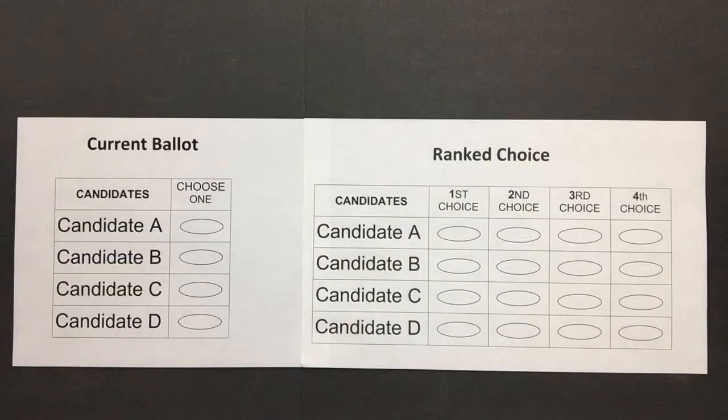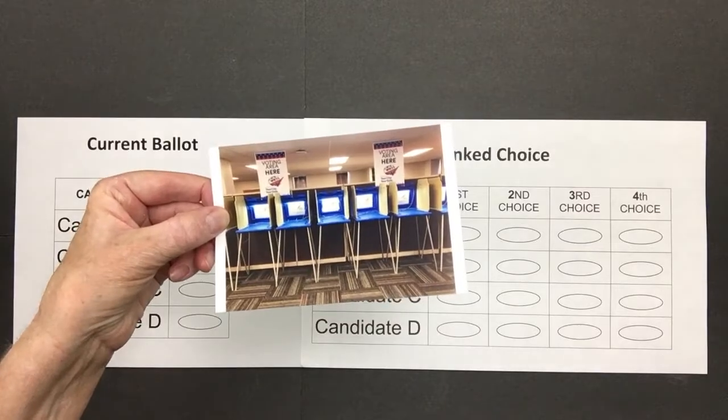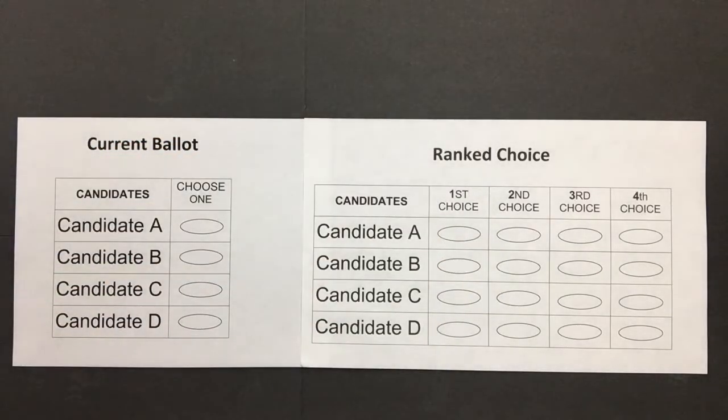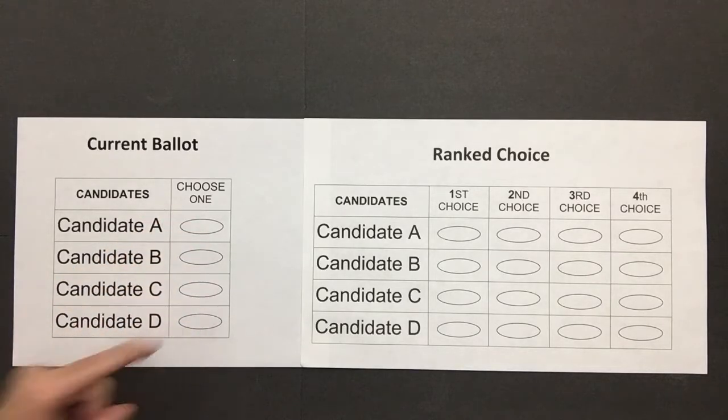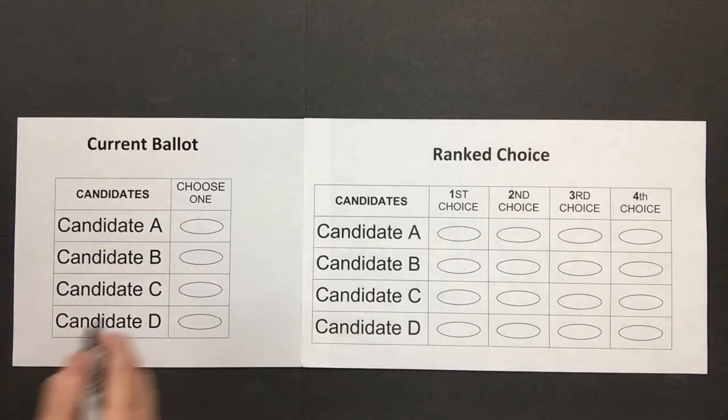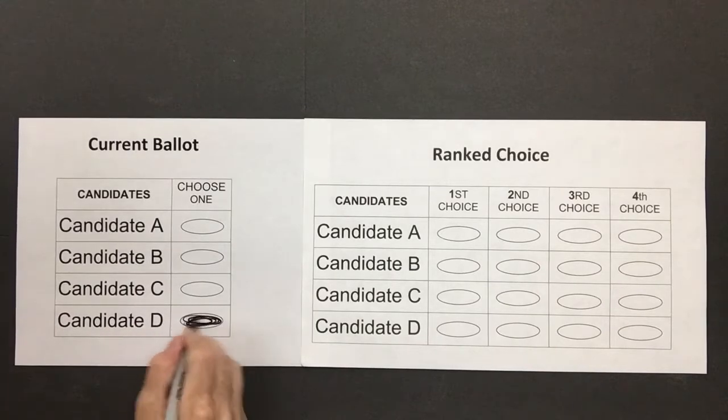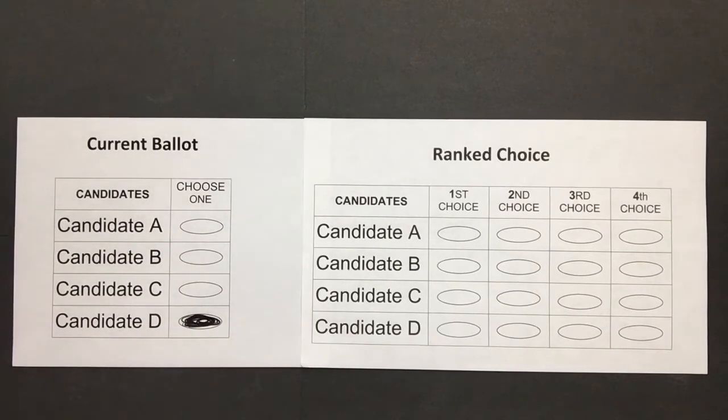For the current method of voting, you'd go to the polls or vote by mail and then fill in the bubble arrow next to your favorite candidate. We'll say you choose candidate D. And then you're done.